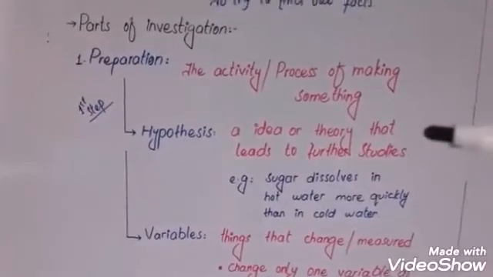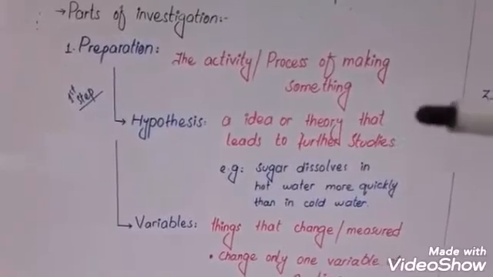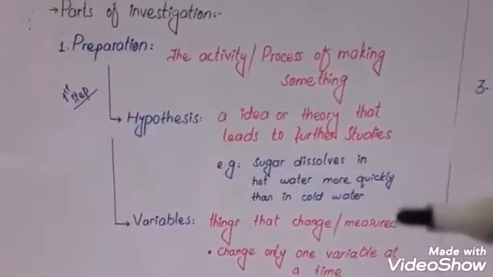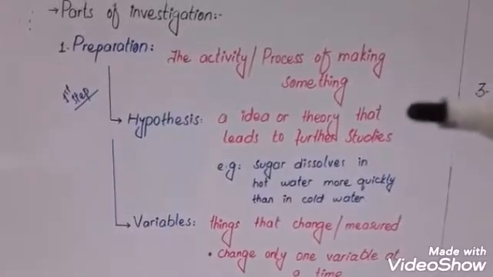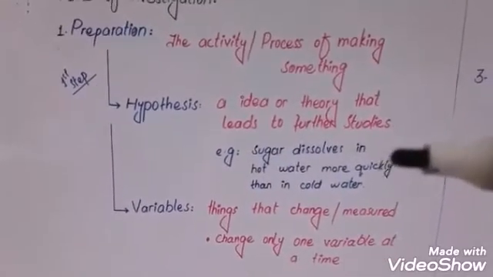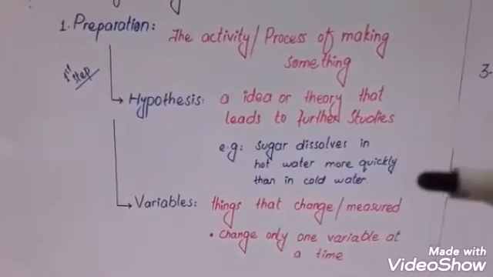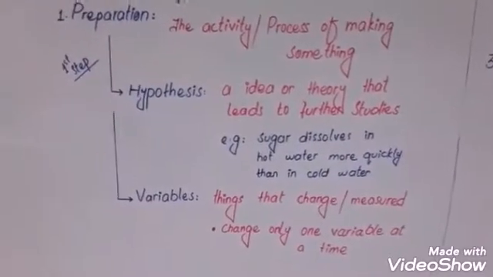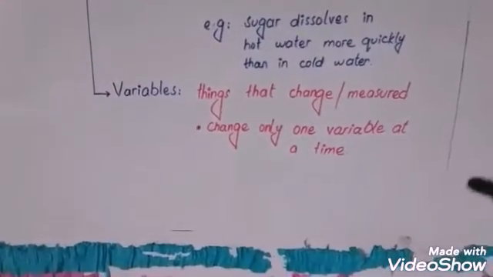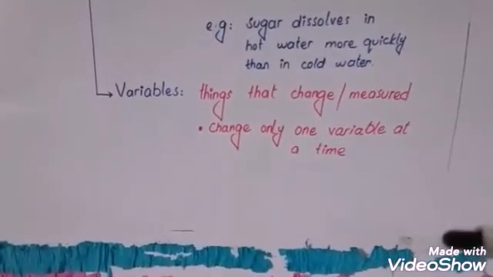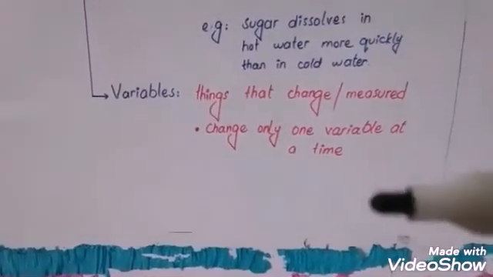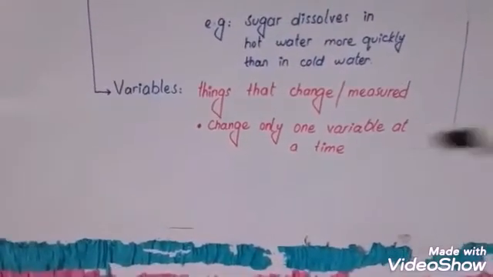First is hypothesis. You must write a hypothesis in your mind, an idea or theory that leads to further studies. For example, sugar dissolves in hot water more quickly than in cooled water. And the variables are things that can change and be measured. You can only change one variable at a time in an experiment or practical work. If you change more variables, then the test will not be a fair test.